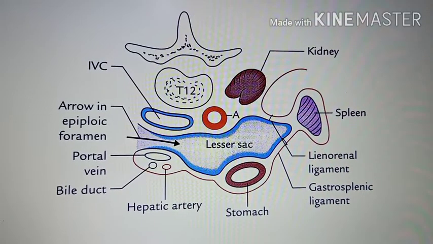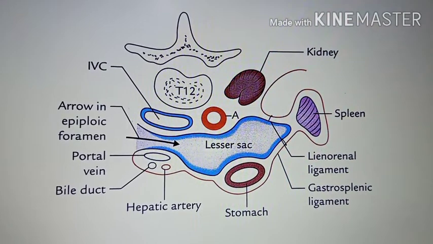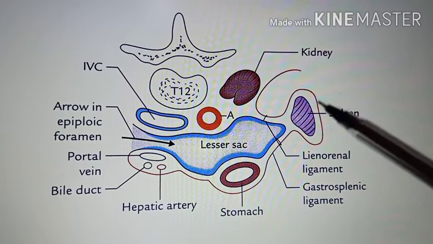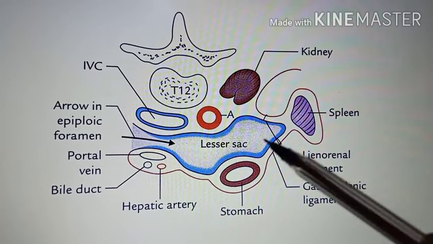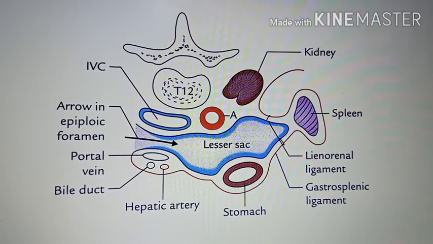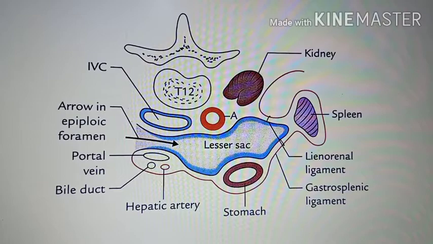Also, you are having the peritoneal reflection from diaphragm to the caudate lobe. Now coming to the left margin. So this is the left margin. Here you are having below the transverse colon, it corresponds to the left free margin of the greater omentum.